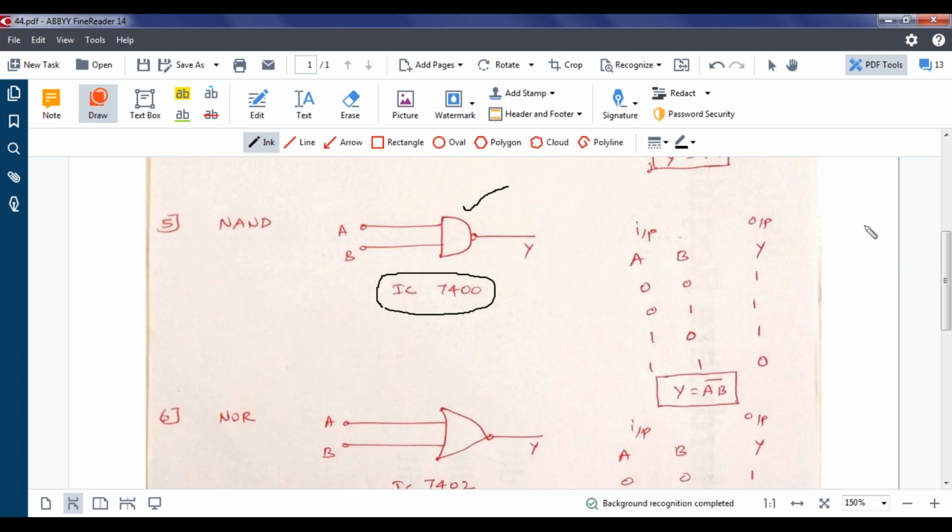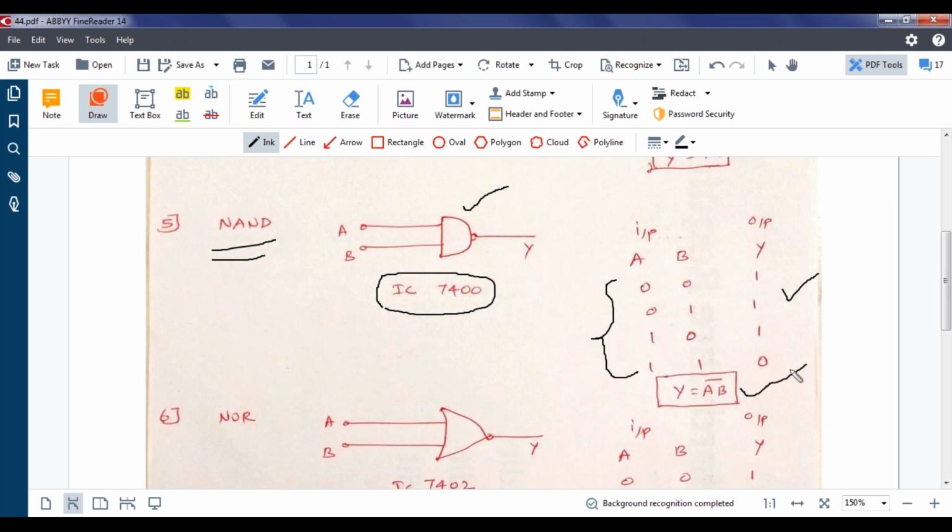This is the truth table of your NAND gate. A and B are your inputs, capital Y is your output. 0 0 gives 1, 0 1 gives 1, 1 0 gives 1, 1 1 gives 0. Please keep in mind this is the truth table of the NAND gate. When both the inputs are high, your output will be low. This is the concept of the NAND gate. In the rest of the cases you will get output as 1.